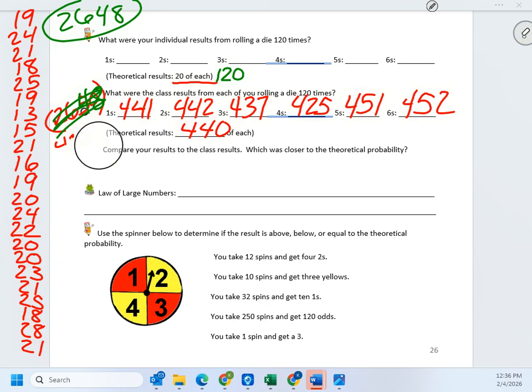When you get the class results for the 1s, 2s, 3s, 4s, somebody tell me what you got, because I don't have a calculator over on this side. Individual, you're dividing by 120, so you had 120 rolls. For the class, you're dividing it by 2,648.